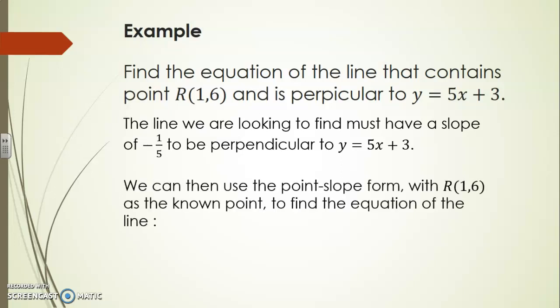In addition, we have point R, whose coordinates are (1, 6) to work with, and therefore the point-slope form would allow us to assume that the line we're looking for has an equation y minus 6, 6 being the y1, equals minus 1/5 times x minus 1, 1 being the x1 term. Again, we can distribute the constants around and rewrite the equation in its canonical form.